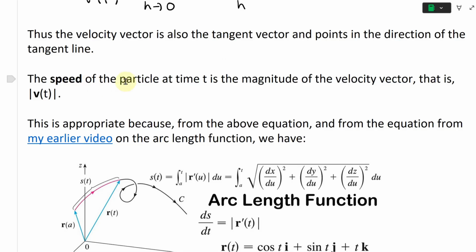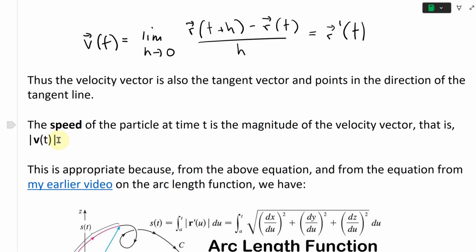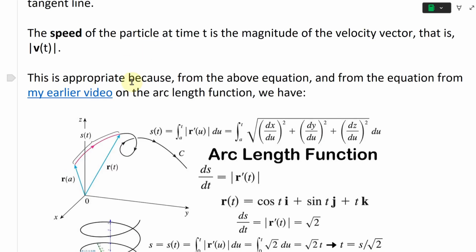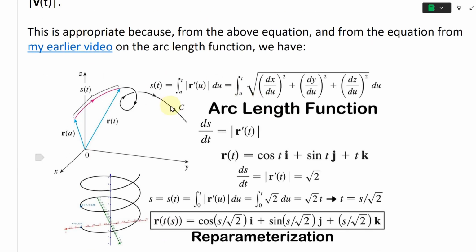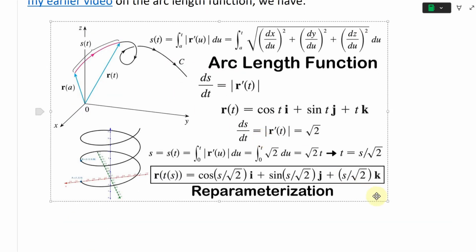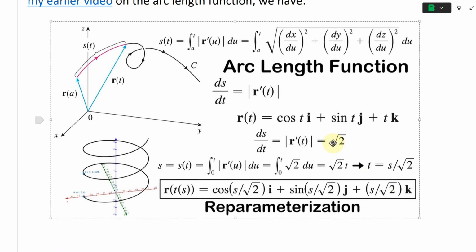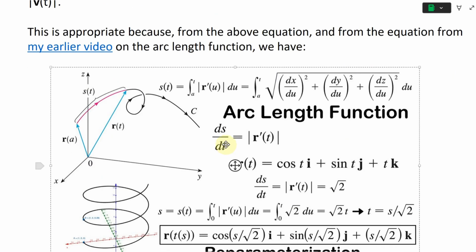So the speed of the particle at time t is the magnitude of the velocity vector, or the length of it. That is this right here, the absolute value sign of the vector v of t. This is appropriate because from the above equation and from the equation from my earlier video on the arc length function, we have, so recall from my earlier video, here's a thumbnail of that. Basically, this is the arc length function.